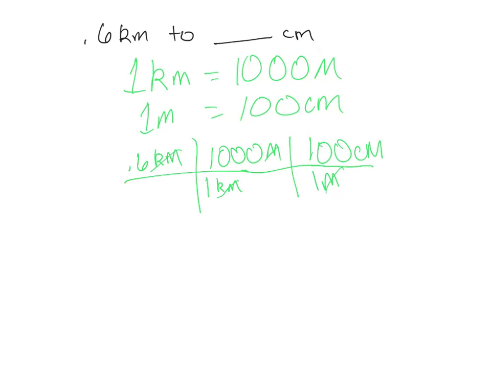So we can do this, 0.6 times 1,000 times 100 divided by 1 times 1, and you would get 60,000 centimeters. Okay, so 60,000 centimeters are in 0.6 kilometers. And again, this should make some level of sense because a centimeter is smaller than an inch. So it makes sense that there's a lot of them when you're going from something that's really small to a kilometer, which is pretty big. A kilometer is about the length of the school or so. So it makes sense that there's a lot of them.